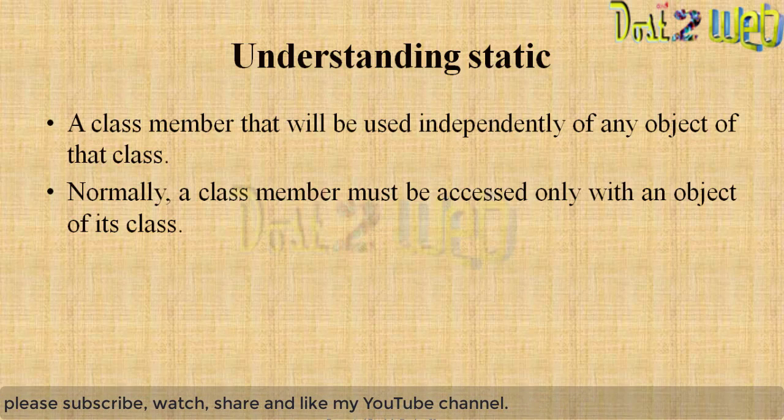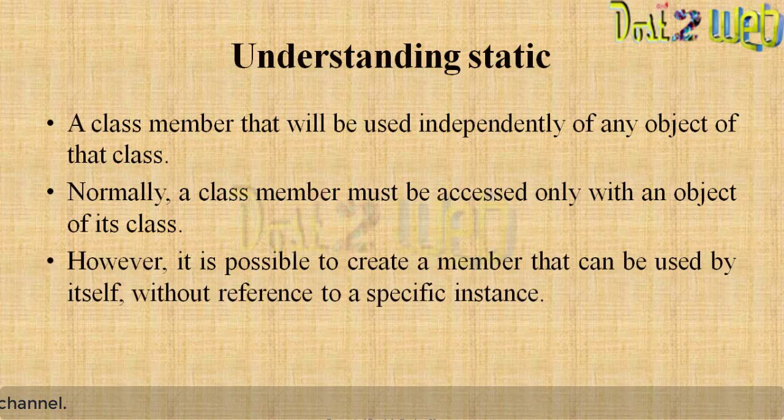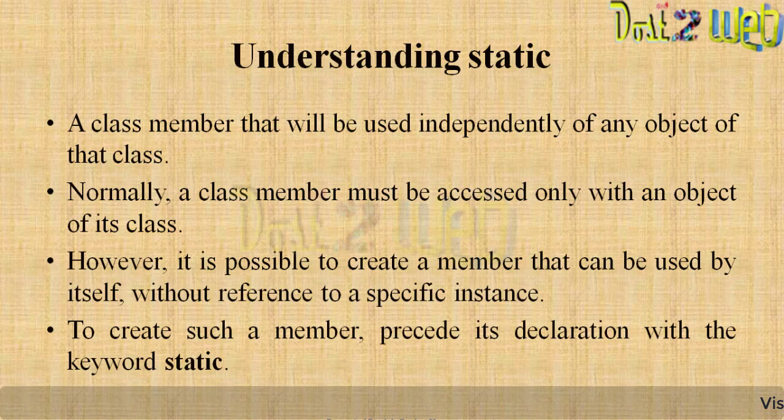So normally what will happen? A class member will be accessed only through the object, and it should be a member of that class itself. Then only the class member will be accessed. However, it is possible to create a member that can be used by itself, without reference to any specific instance. So for this, we have to create a member preceded with the static keyword.